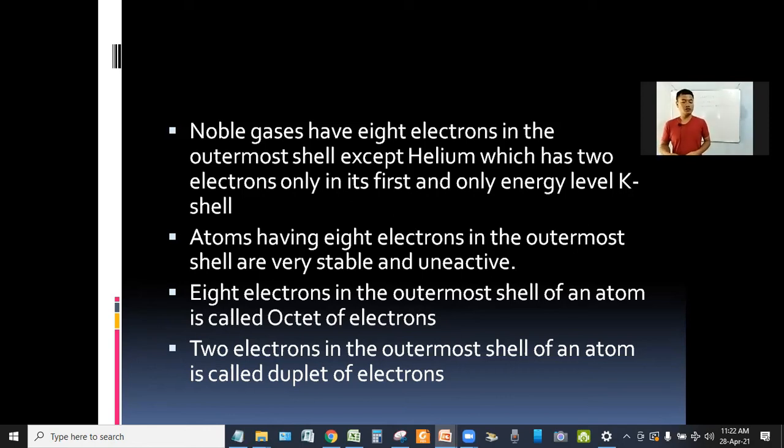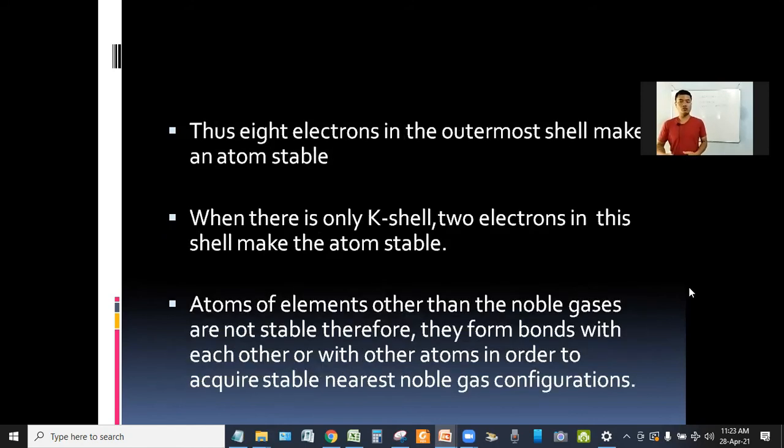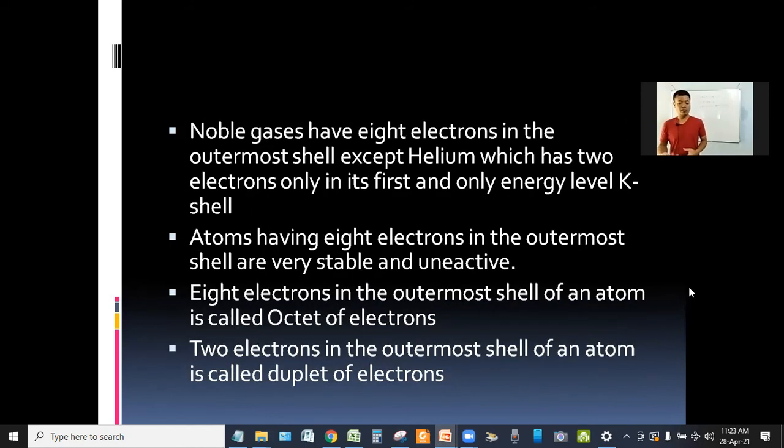Atoms having 8 electrons in the outermost shell are very stable and unreactive. Like I said before, those atoms or elements which have 8 electrons in the outermost shell are already stable and unreactive, which means they don't combine with other elements. They can exist independently, alone. They do not react anymore.